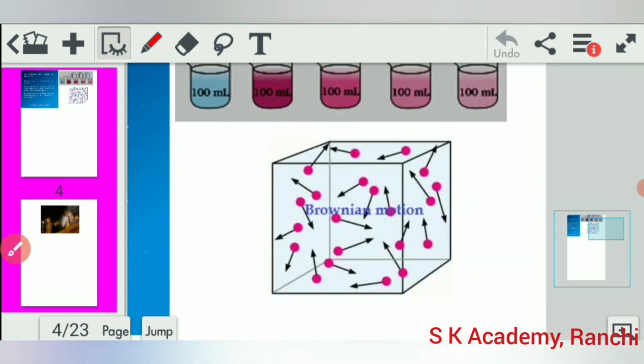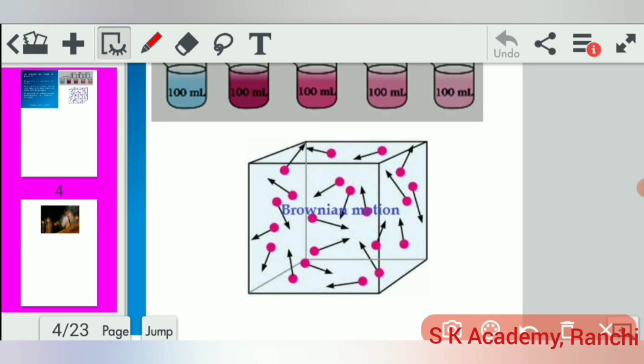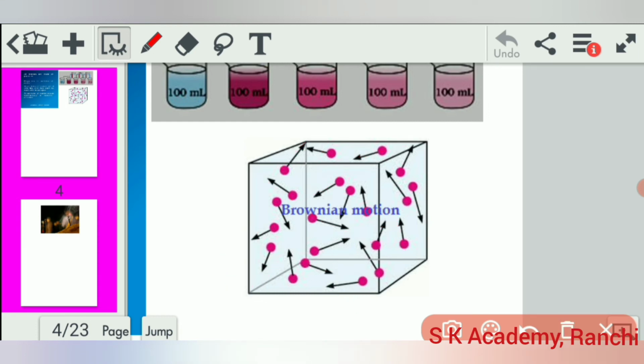I have a picture to show you how these particles move. They move in random direction. And continuously they are in this state of motion. This type of motion of particles is called Brownian motion.